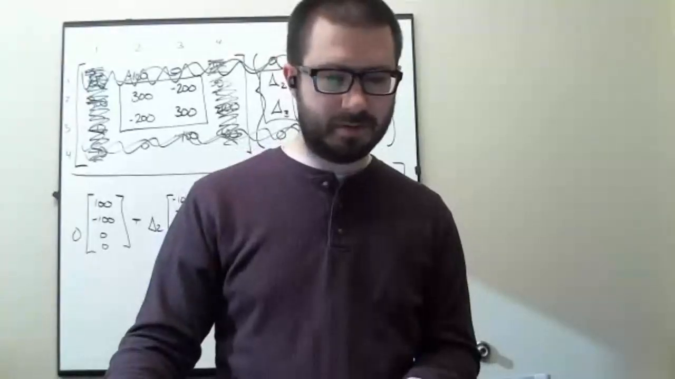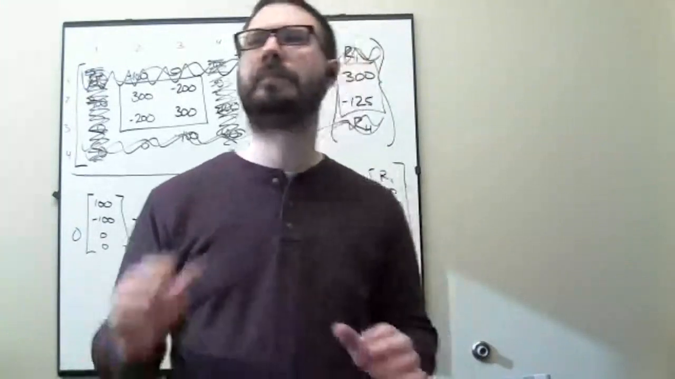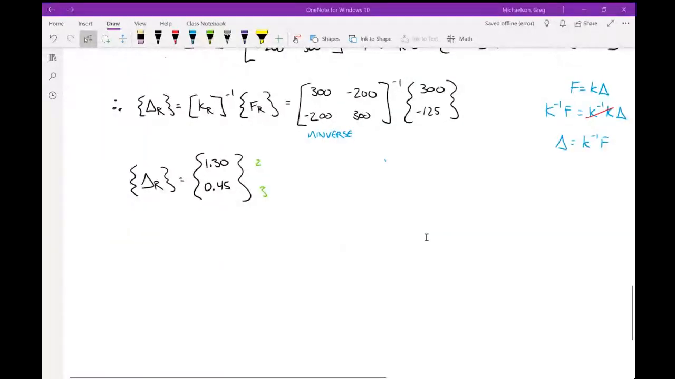Let me go back to the notebook. Okay, so these are the displacements. And I want to be clear, we now have the displacements for every joint in the structure. We're already done with that. We know that joint 1 has a displacement of 0. We know that joint 2 has a displacement of 1.3. Which direction is that 1.3? Is it to the left or to the right? That would be to the right.